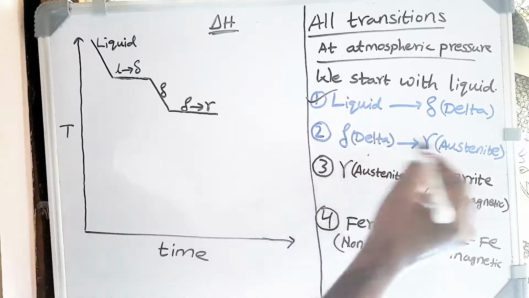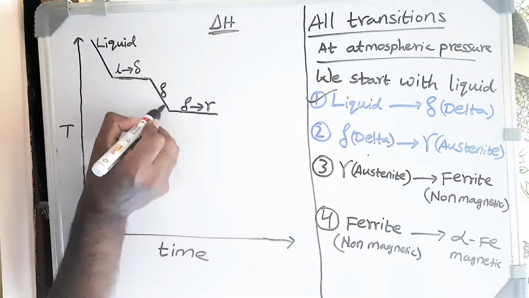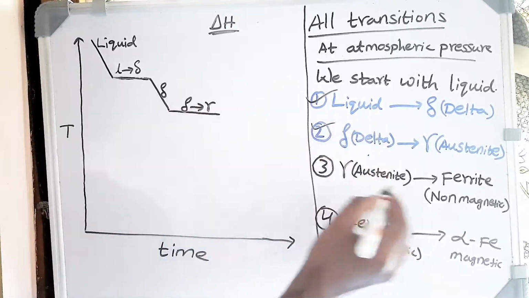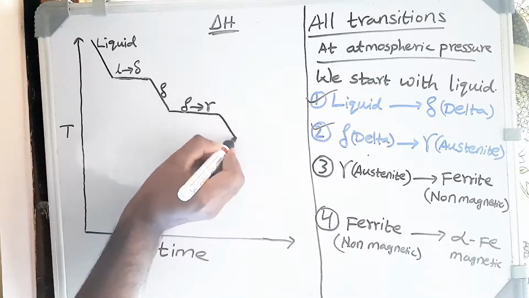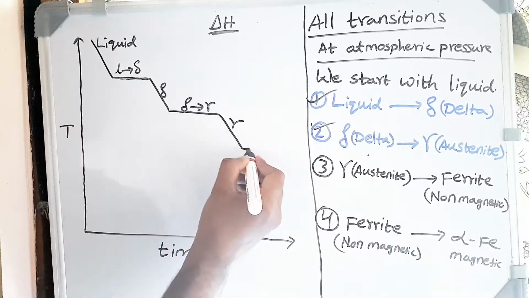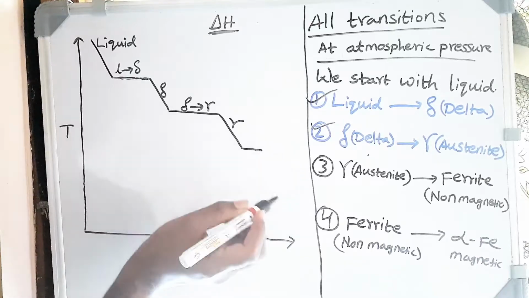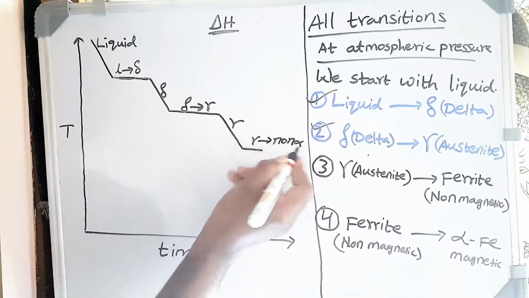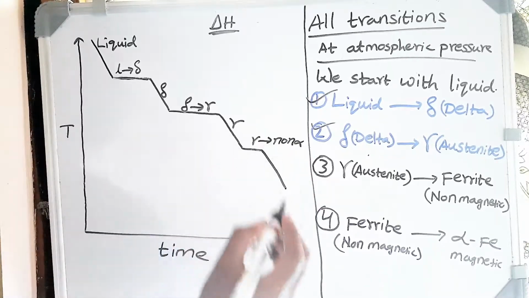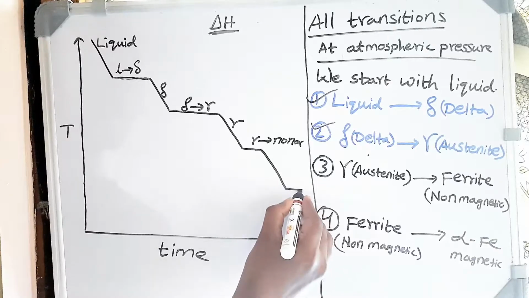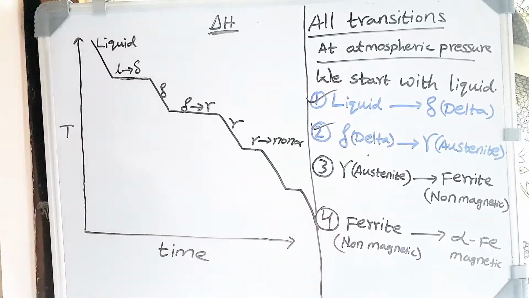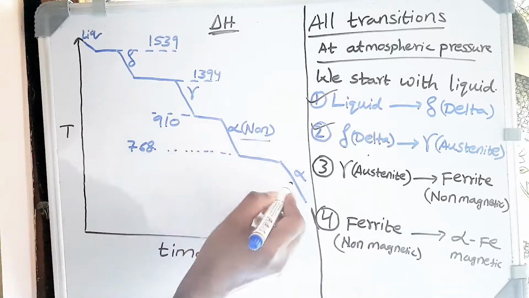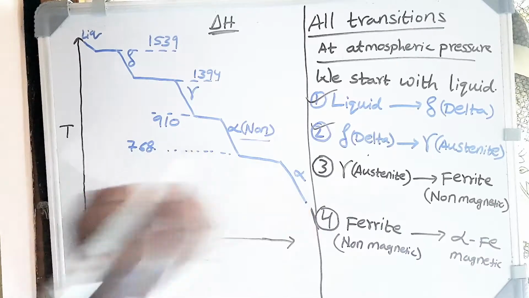Now our next transformation is delta transformed to the austenite. So delta is cooling, and at this temperature delta transforms to the austenite. And this is done, friends. Next, austenite transformed at the magnetic transition. So here austenite cools down. Then during the magnetic transition, there is again some amount of heat release. Here friends, gamma transforms to non-magnetic alpha. Then it cools normally. Our final transition is, at 768 degrees centigrade, our alpha non-magnetic transforms to the alpha iron. So this is our final form.